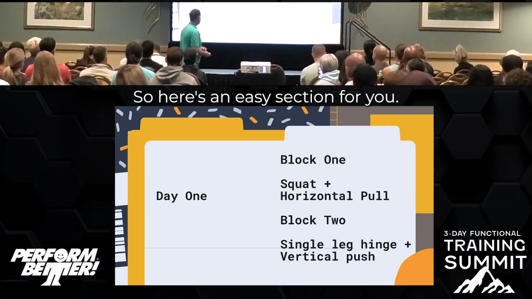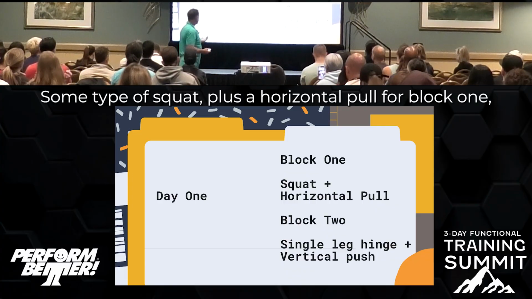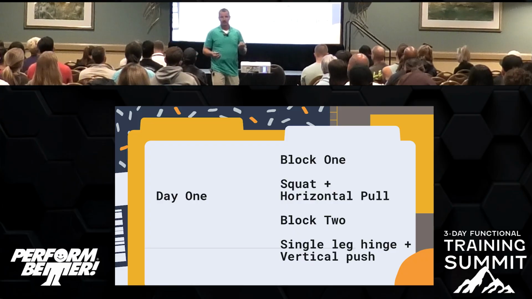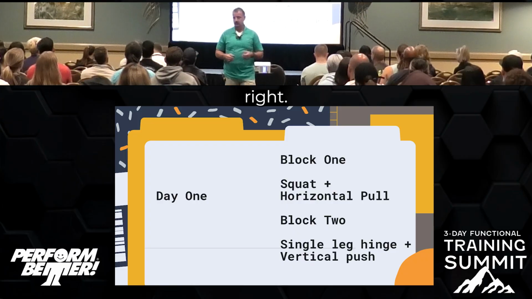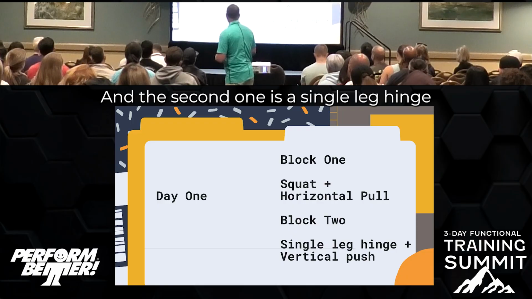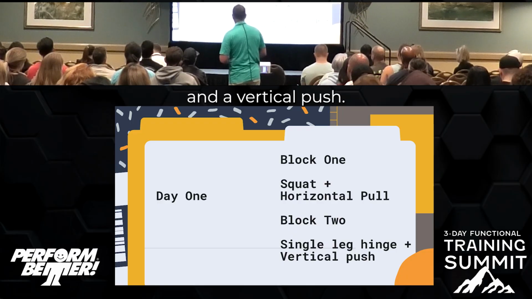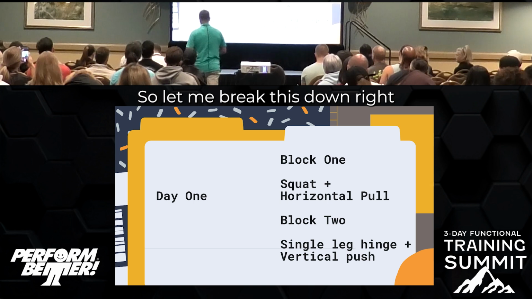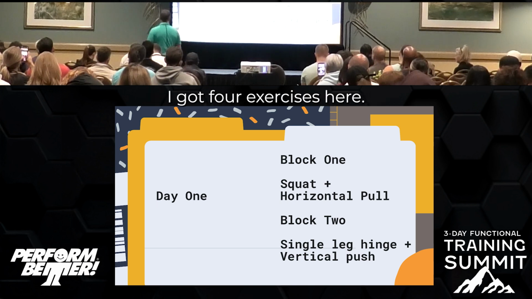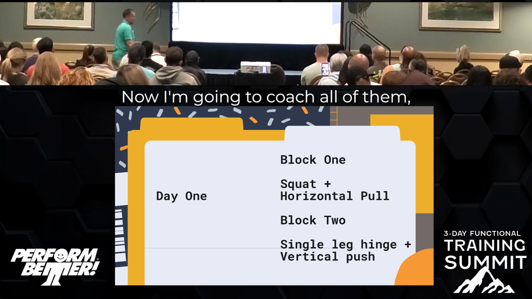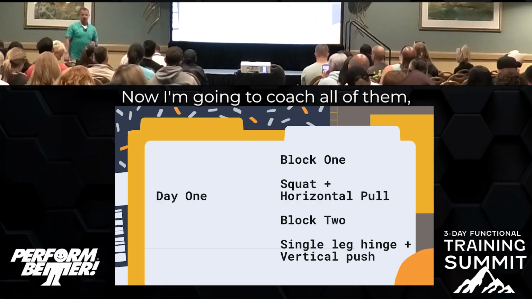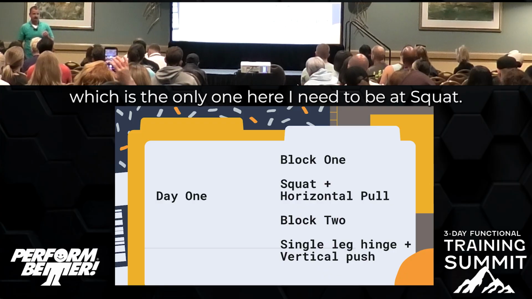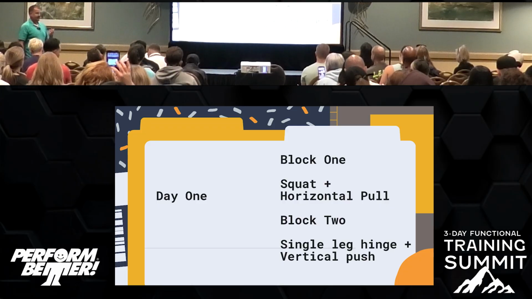So here's an easy session for you. Some type of squat plus a horizontal pull for block 1, and the second one is a single leg hinge and a vertical push. Let me break this down. I've got 4 exercises here. Now I'm going to coach all of them. Which is the only one here I need to be at? You got it.